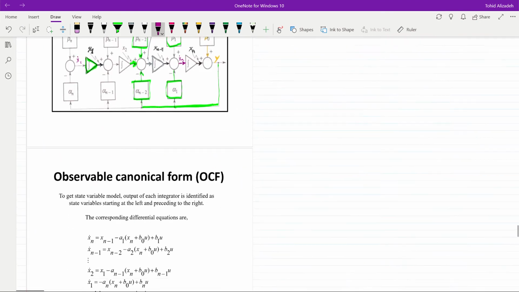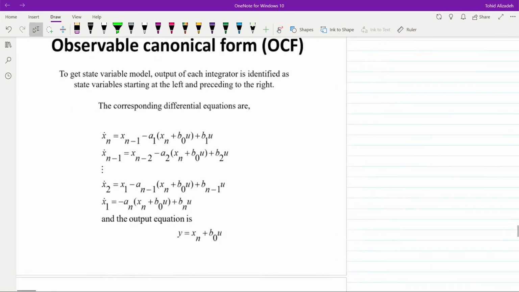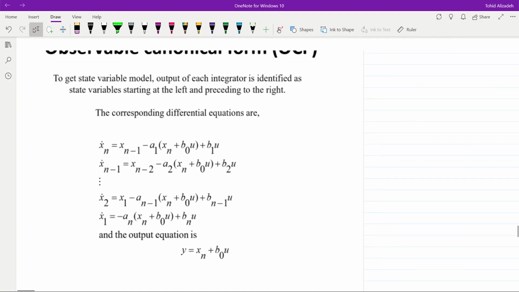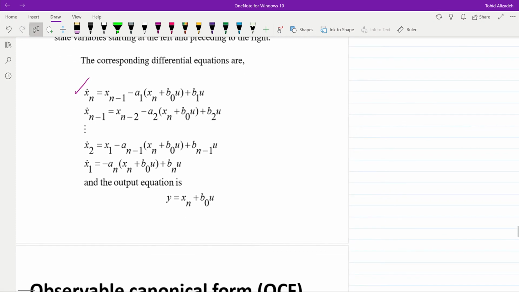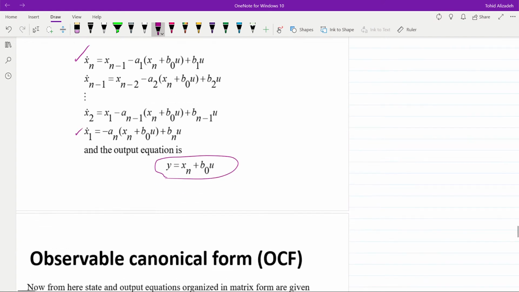Therefore, in terms of the expression for xn dot, we have the expression in this form: xn dot is equal to xn minus 1 minus a1 times xn plus b0u plus b1u, and at the end we will have the x1 dot, which is in this form, minus an times xn plus b0u plus bnu, and then for the output we'll have it as y equal to xn plus b0u, as we have here.